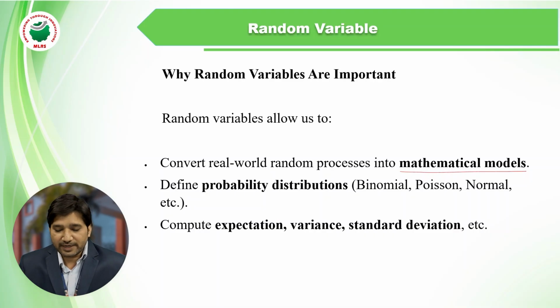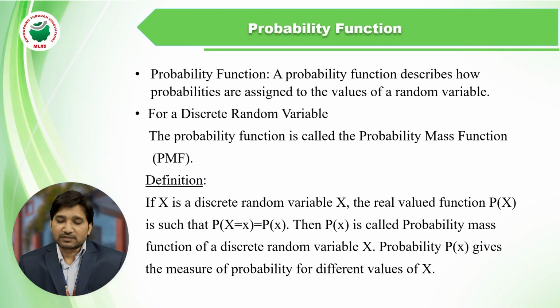That's why random variables are very important in statistics. Okay. Next, probability function. This is the definition of a probability function. A probability function describes how probabilities are assigned to the values of a random variable. For a random variable, the probability function comes in two types: one is the discrete type, another is the continuous type. First of all, we have to discuss the discrete type.